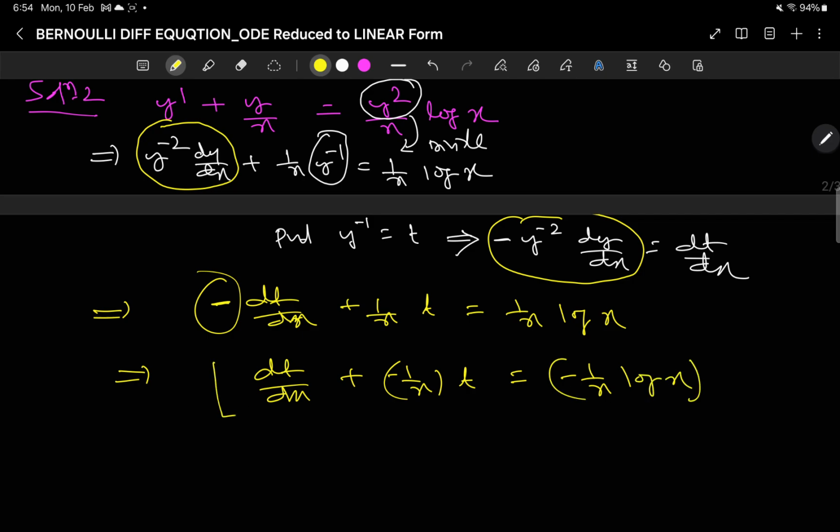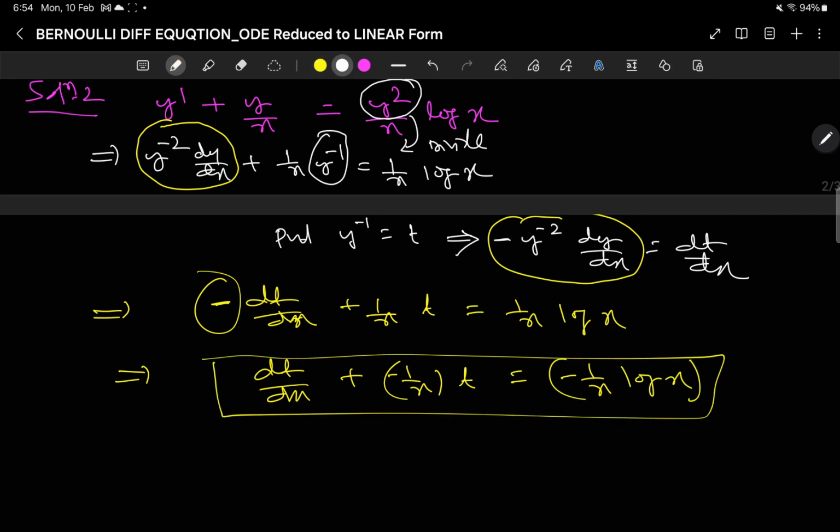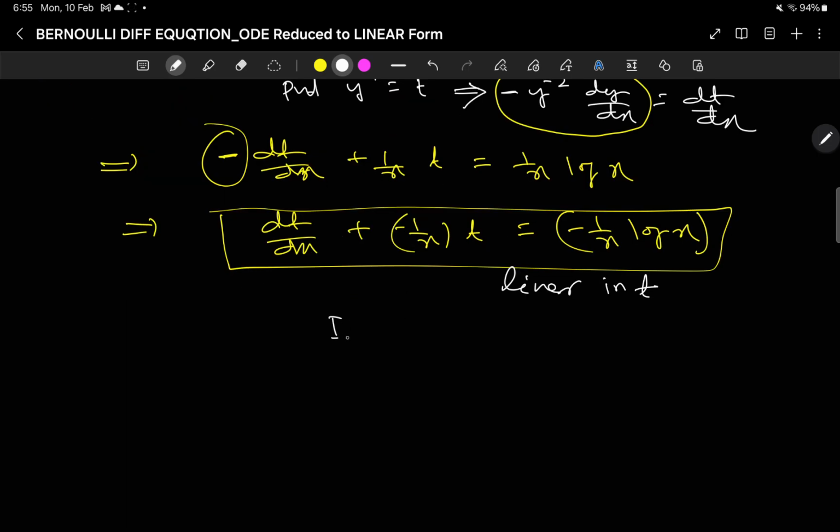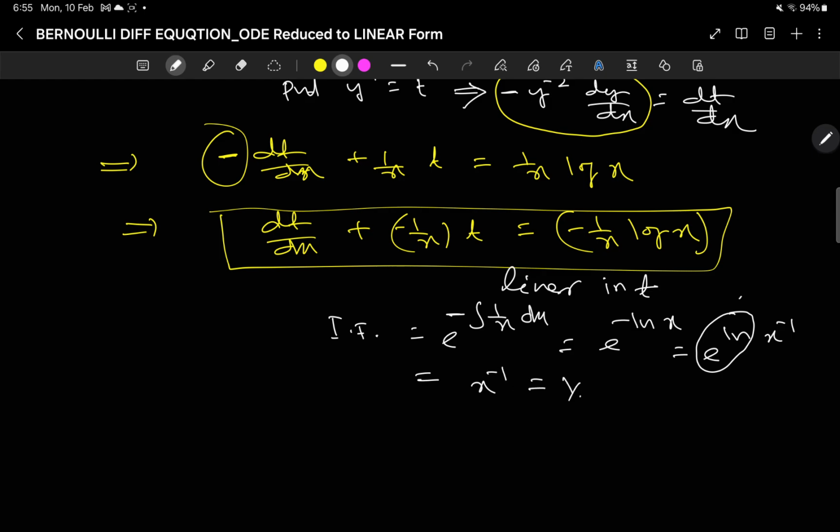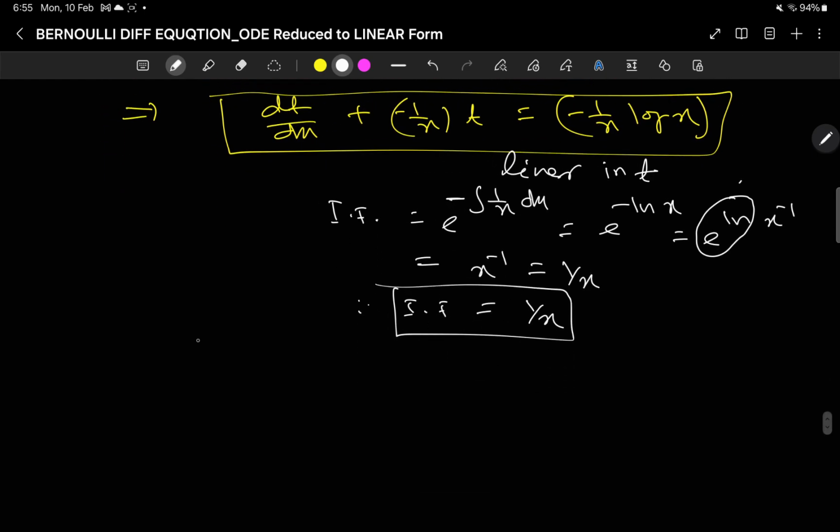Now you see this is linear in t. Then you know the usual process. Your integrating factor is e to the power integral of minus 1 by x dx, which is e to the power minus ln x, which is e to the power ln x to the power minus 1. These reverse each other, so it is 1 by x. Therefore your integrating factor is 1 by x. The rest you should continue.